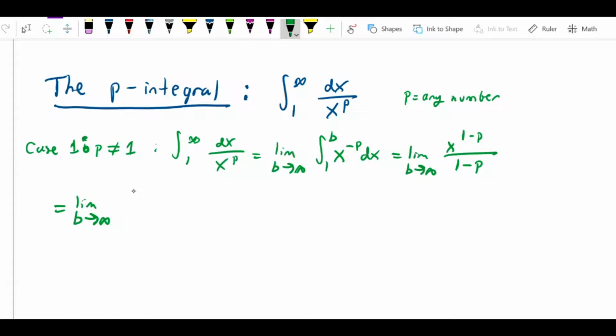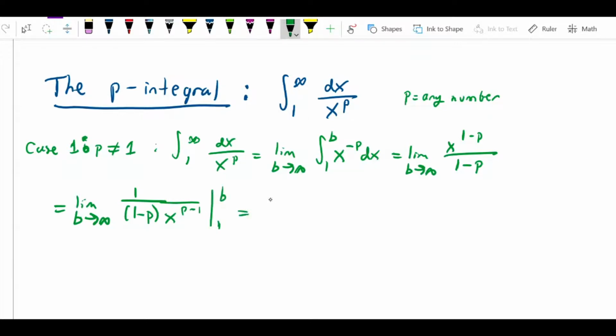If I write this as 1 over 1 minus p, x to the p minus 1. In other words, all I'm saying here is that x to the negative 5 is equal to 1 over x to the 5, right? So I can just multiply this exponent by negative 1 and put it in the denominator. That's what I did there. And this is going to go from 1 to b.